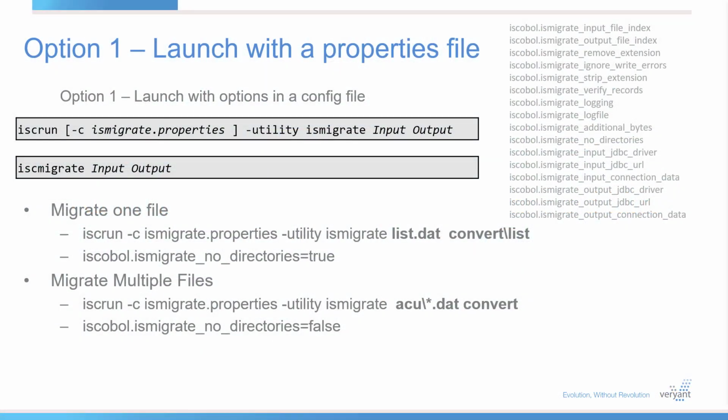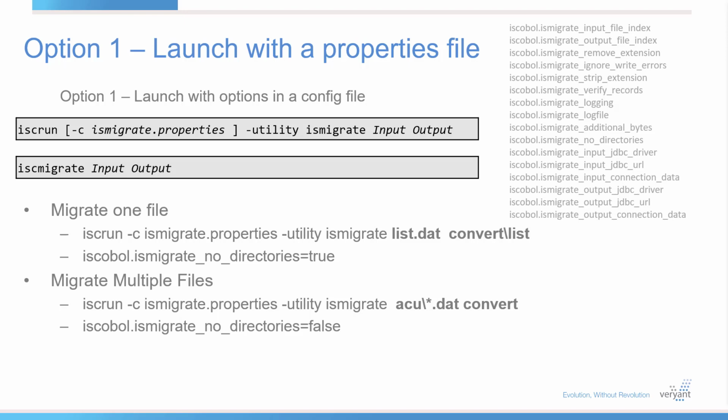Hi, this video is going to show you two ways to run ISMIGRATE without the GUI wizard from the command prompt. The first way is to put your options in a properties file. Then you would pass that properties file to ISMIGRATE either using the ISMIGRATE wrapper or ISC run. To convert one file, you would pass the file name and the location and name of the file to migrate to on the command line, and you would set ISMIGRATE no directories to true.